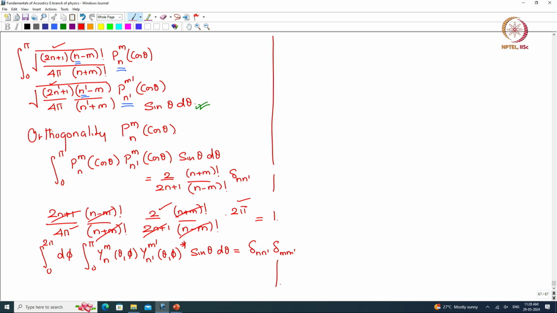Now we have some more relations that are maybe useful. So one is this: Y of minus m n theta comma phi is minus 1 to the power m Y m n theta comma phi conjugate. Okay, so nothing changes, only the sign changes. That's important. This is also an important result.